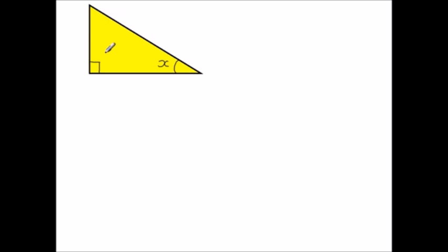This is a right angle triangle with angle x. So this is the adjacent side. This is the opposite side to the angle x, and this side of the triangle is the hypotenuse. And you've all seen SOHCAHTOA.